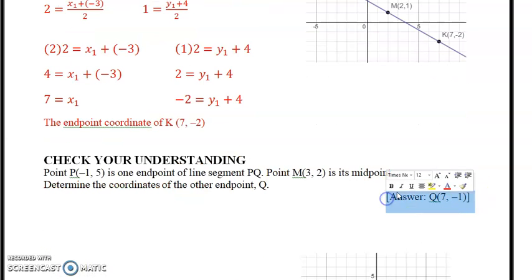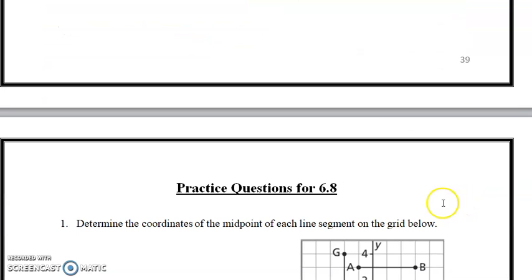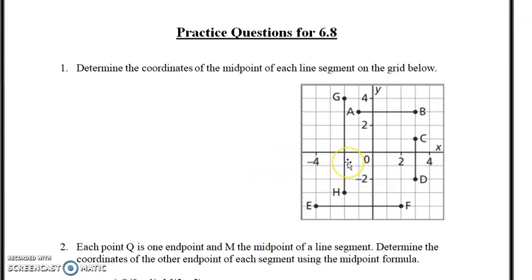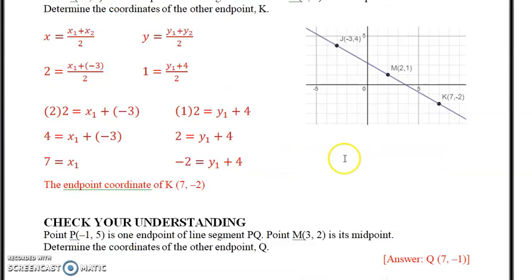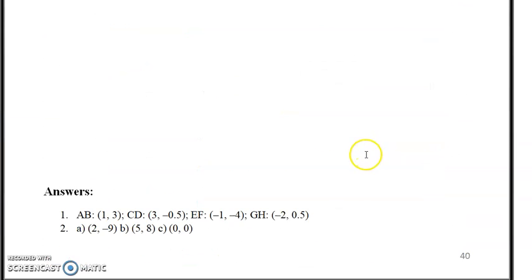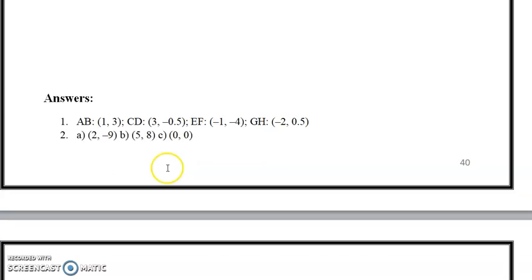You can work on that. There's the answer. It's going to be 7 and negative 1. There's a graph as well for that. That's it for 6.8. Just a couple of practice questions. 3 example questions. There's some practice questions as well. 2 practice questions, and there's your answers at the bottom.